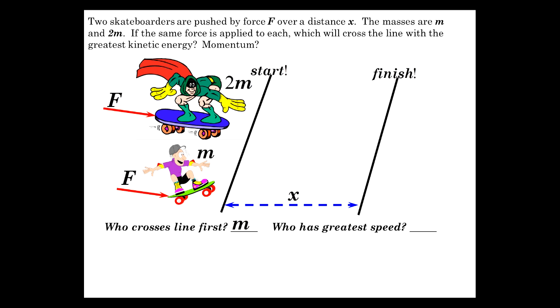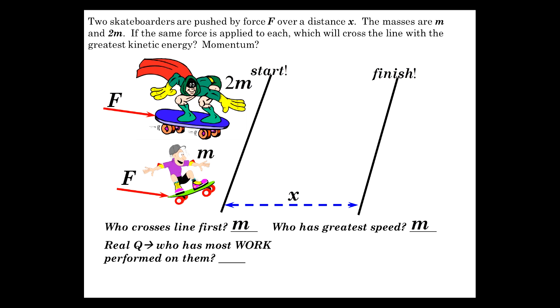Well, maybe you've realized that we could consider the kinematic equation where v squared is equal to 2ad, or v is equal to the square root of 2ad. The d is the same. The acceleration is greater for this one. So the square root of that quantity is still greater. So yes, indeed, m has the greater speed when they cross the line.